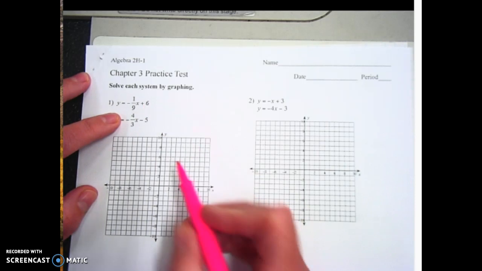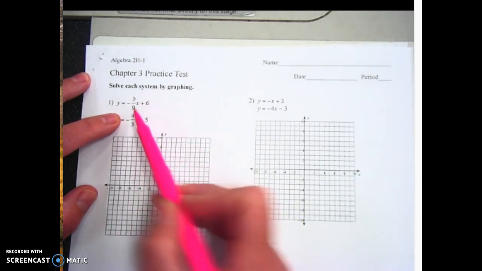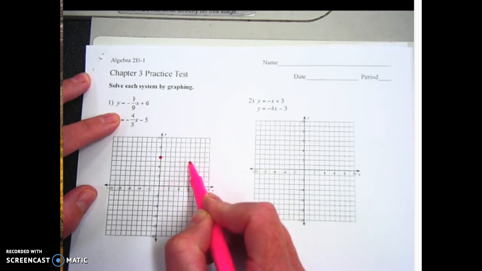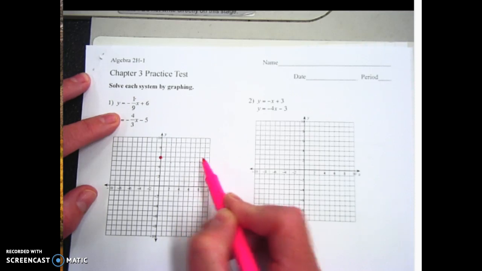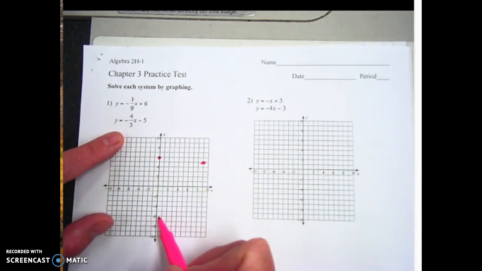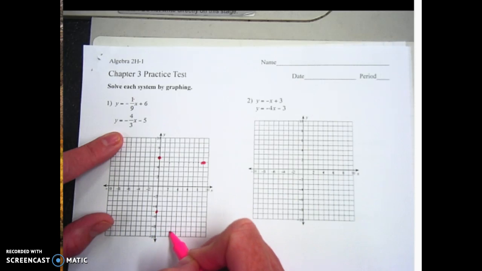The first line crosses the y-axis at +6, has a slope of down 1 over 9: down 1, over 1, 2, 3, 4, 5, 6, 7, 8, 9. So the line is going to go this way. The second line crosses the y-axis at -5, has a slope of -4 over 3. So down 1, 2, 3, 4 over 1, 2, 3.